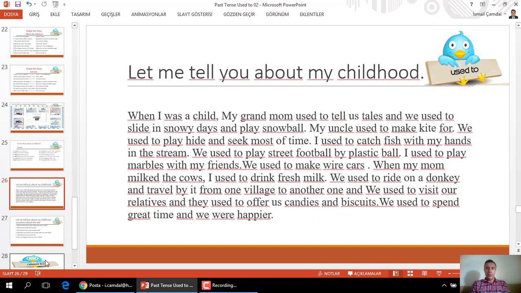When my mom milked the cows, I used to drink fresh milk. We used to ride on a donkey and travel by it from one village to another. And we used to visit our relatives, and they used to offer us candies and biscuits. We used to spend great time and we were happier.